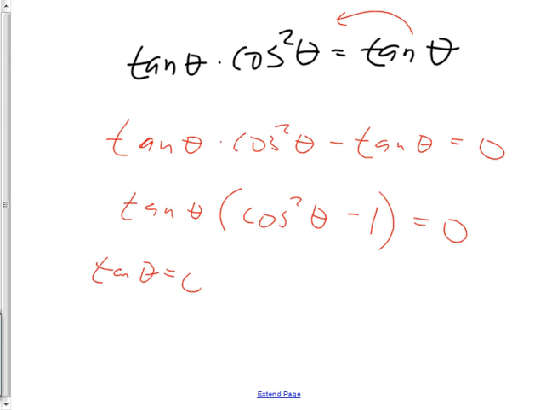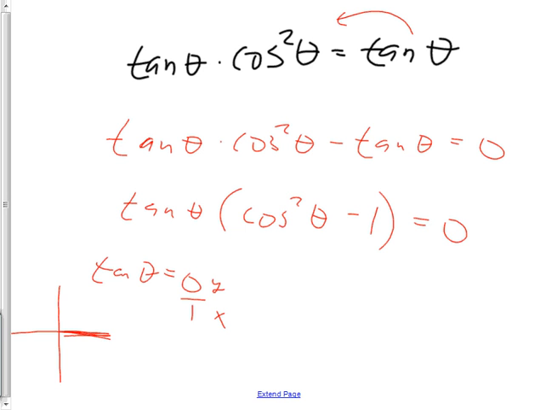Tangent of theta equals 0. Can tangent be 0? Well, let's check. Tangent is like y over x. Do you remember that? We want a spot where y is 0 and x is 1. This is the only spot where x is 1. Is y 0 at that spot? Yeah, it happens to work out. There we go. That's it.